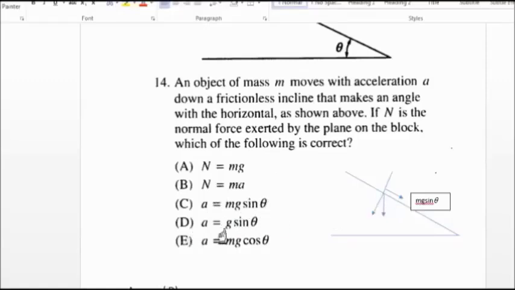Now a is equal to g sin theta. This is correct, because the force is mg sin theta, so the force per unit mass is g sin theta, which is acceleration. So a is equal to g sin theta. So the answer is D.